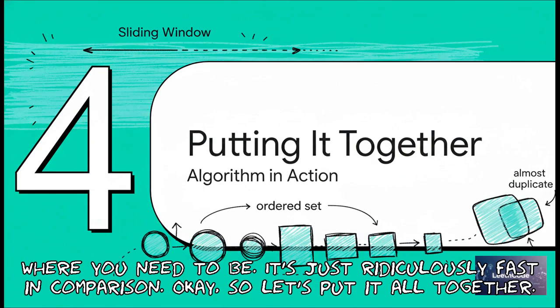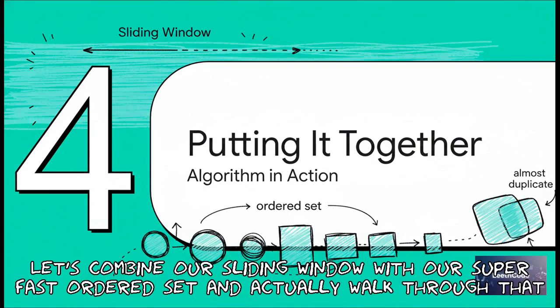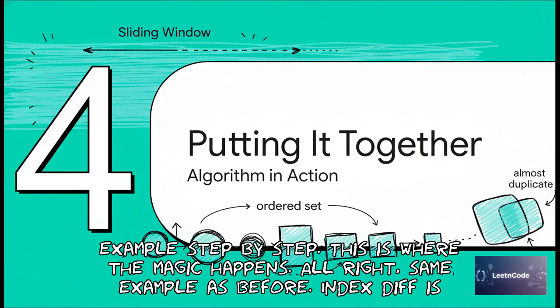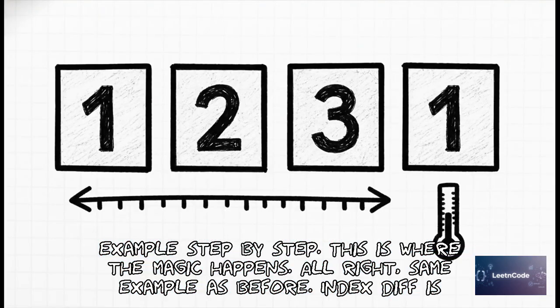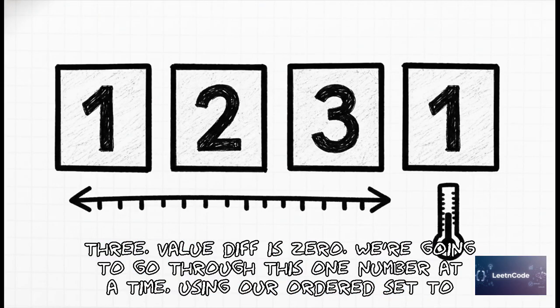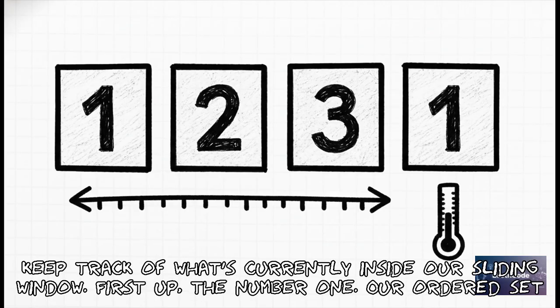Okay, so let's put it all together. Let's combine our sliding window with our super fast ordered set and actually walk through that example step by step. This is where the magic happens. All right, same example as before. Index diff is 3, value diff is 0. We're going to go through this one number at a time, using our ordered set to keep track of what's currently inside our sliding window.